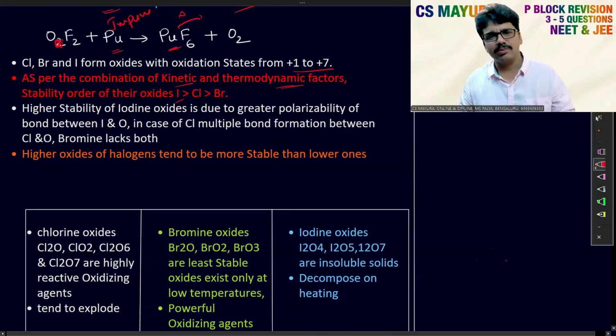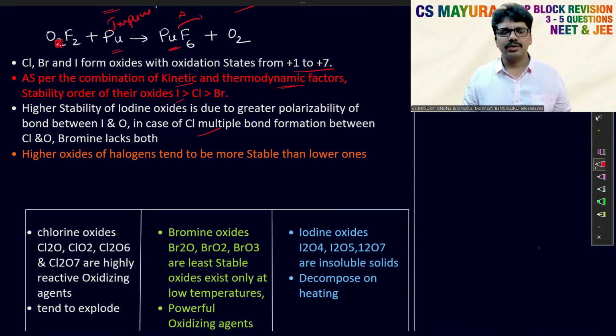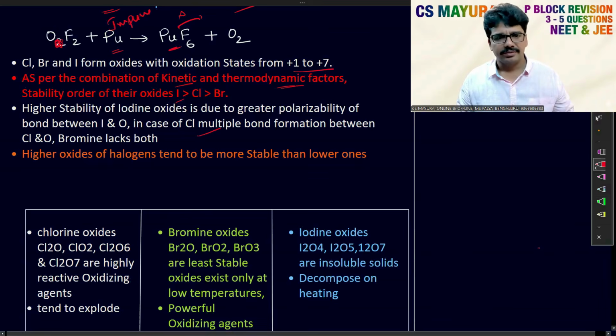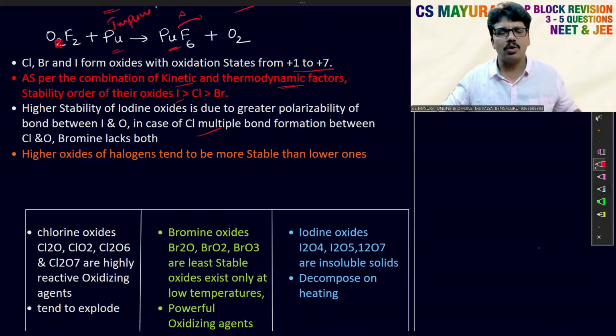So remember, it is based on both kinetic and thermodynamic factors. Next, after iodine, chlorine oxides are more stable because chlorine can form strong covalent bonds, I mean strong multiple bonds, compared to bromine and iodine. Due to its small atomic size, chlorine can form relatively stronger covalent bonds. In the previous topics we also discussed that when the p orbitals' distance is less, a stronger pi bond is formed. When the p orbitals' distance is more, a weak pi bond or no pi bond is formed.